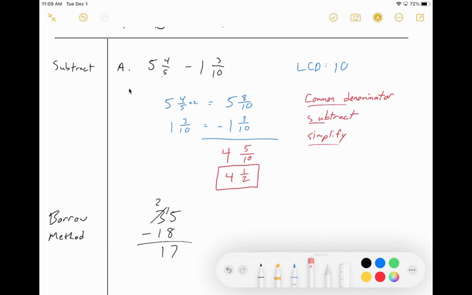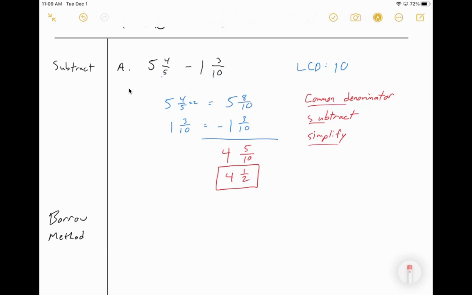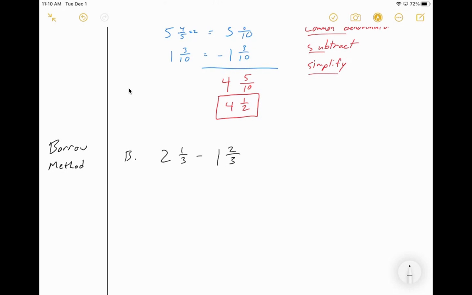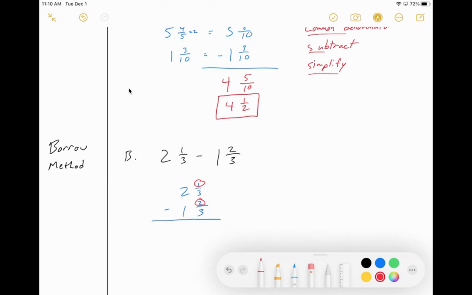So let's see what this method looks like in terms of the mixed numbers, okay? So here's a problem. 2 1/3 minus 1 2/3. All right, so this is where it gets a little bit tricky because when I rewrite it down here, so it's on top of each other, so they're stacked, I get 2 1/3 minus 1 2/3. Now here's the problem. The problem is the 2/3 is bigger than the 1/3, right? So I'm going to need to borrow. But let me show you how borrowing works when you're talking about mixed numbers.